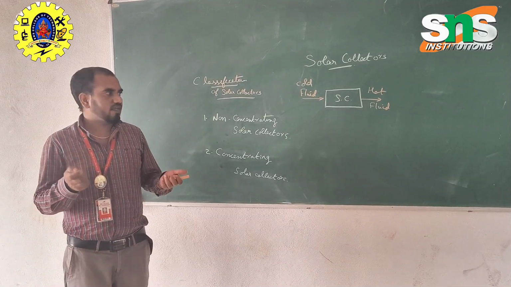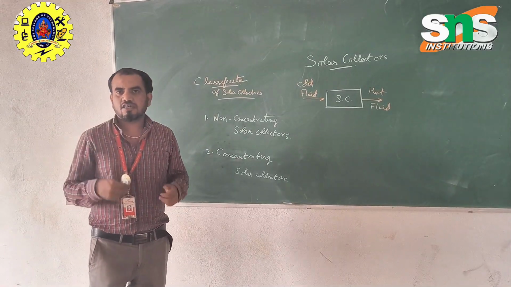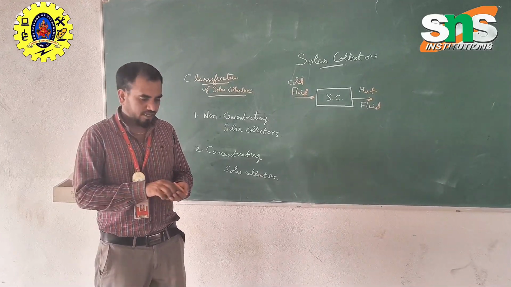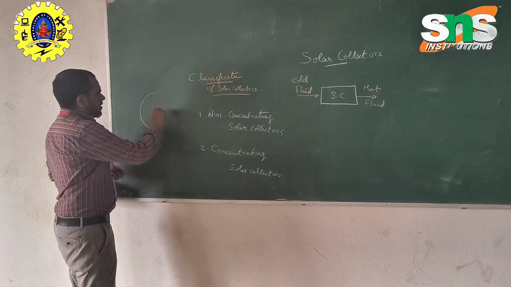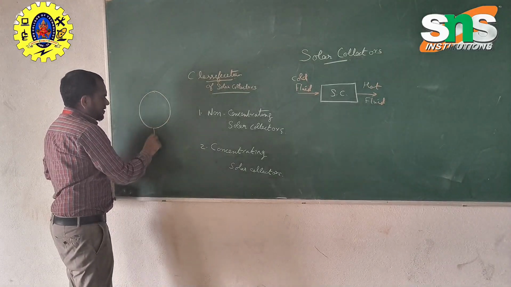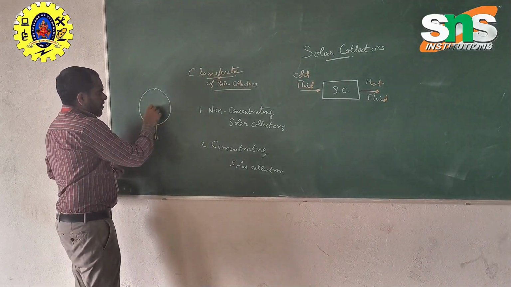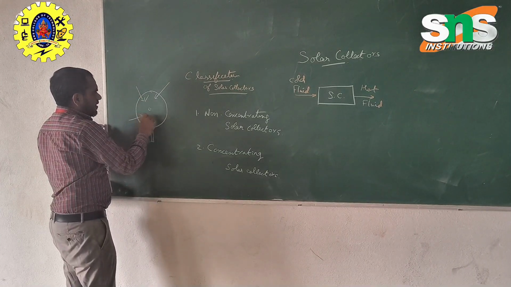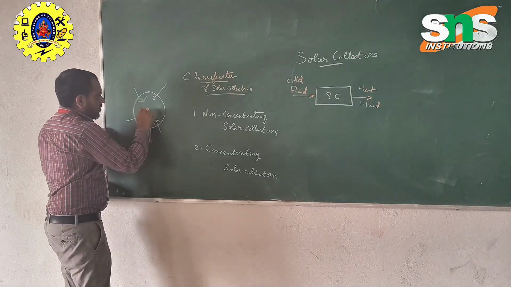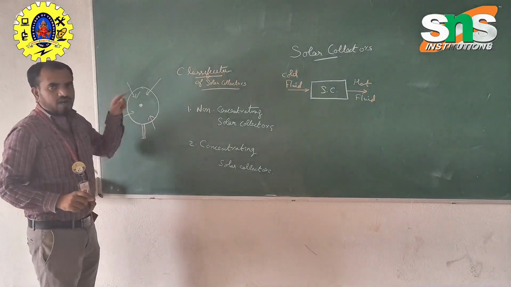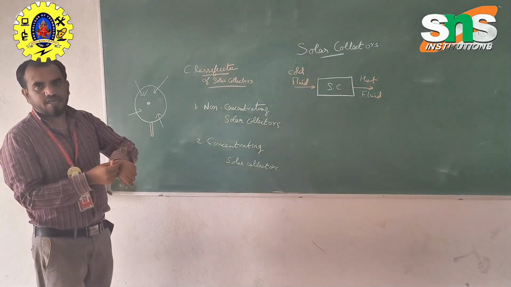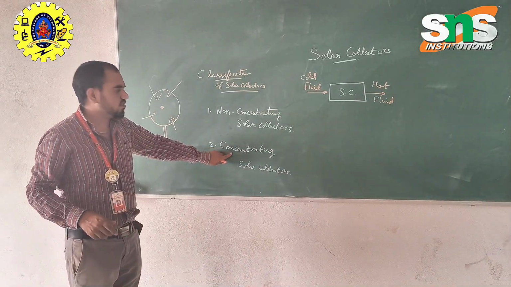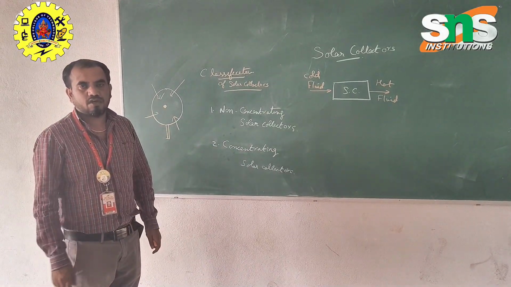For example, in olden days and in our childhood days we used the magnifying lens. The main purpose of a magnifying lens is that it absorbs all the radiation at a single place, and we play by using this lens. So this is a type of concentrating solar collector.